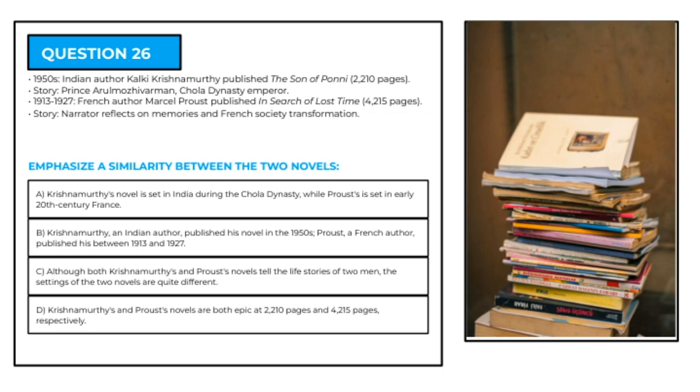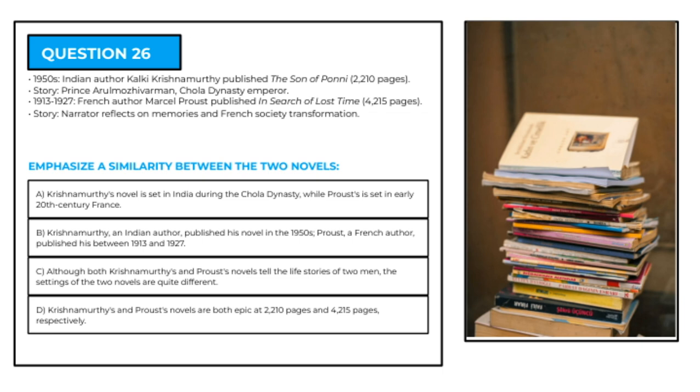Krishnamurthy, an Indian author, published his novel in the 1950s, while Proust, a French author, published his work between 1913 and 1927. Now, where do these stories take place? Krishnamurthy's novel is set in India during the Chola dynasty, a fascinating period of Indian history. On the other hand, Proust's novel is situated in early 20th century France, capturing a different social and historical context.